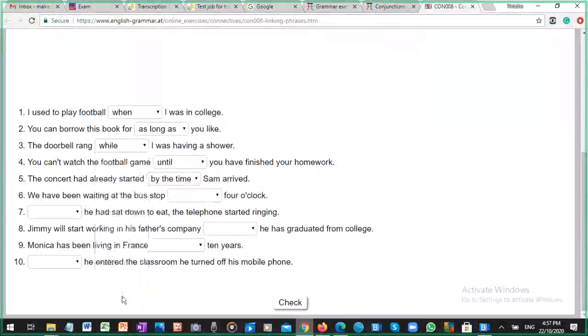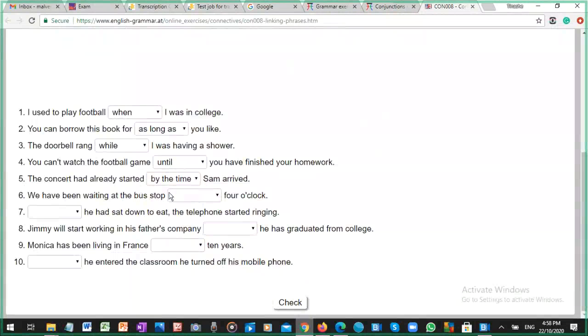Okay, this one is while I was having a shower. Let's go back to number three. While I was having a shower, the doorbell rang. Does that make sense? Okay, teacher. It's when something happens while you are doing something else. So you could say, Toy fell asleep while I was having the lesson. Does that make sense?